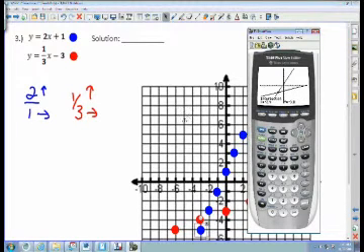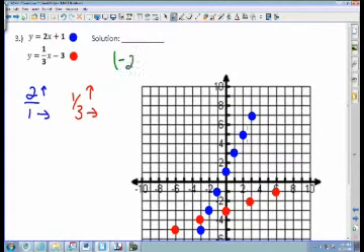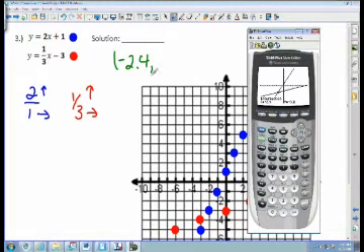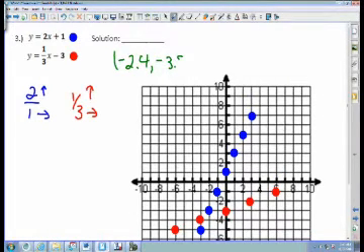Look, they intersect, but they don't intersect in an exact point. They intersect at a decimal. So what does it say? It says negative 2.4. Negative 2.4 and what was that other one? Negative 3.8.